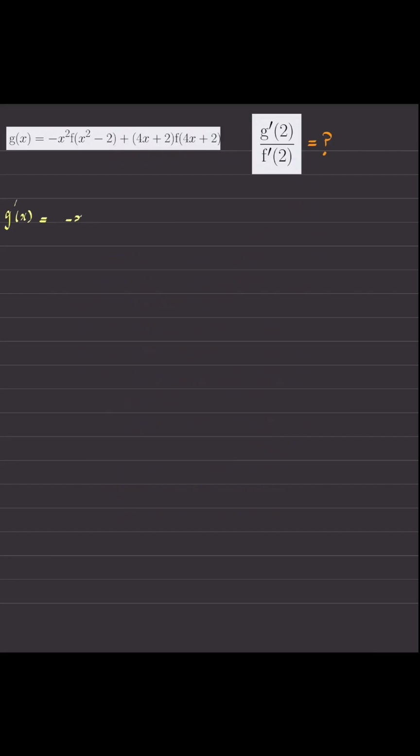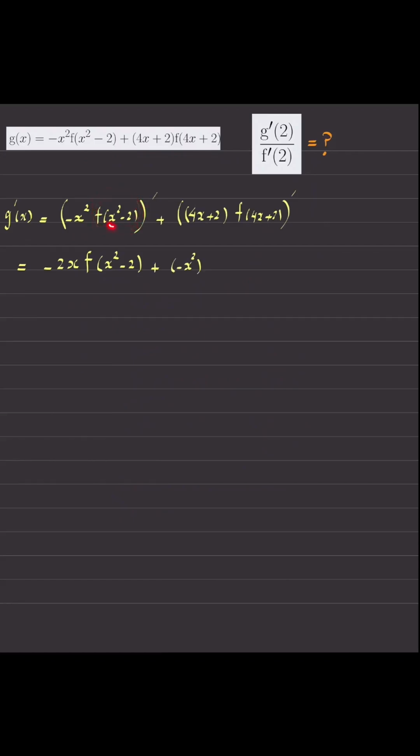So it becomes the derivative of the first part plus the derivative of the second part. This is just using the sum rule. Okay? But now here, this is the product of two functions, so I use the product rule. So it becomes the derivative of the first one, which is simply minus 2x, multiplied by the second function itself, plus the first function itself, which is minus x squared, multiplied by the derivative of this function.